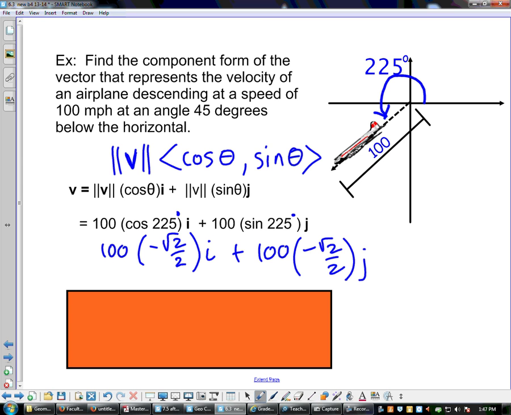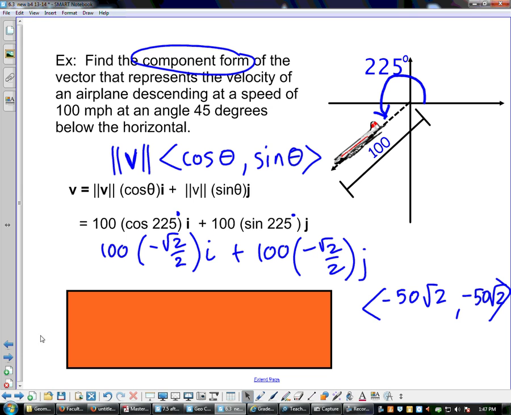And if we're going to write it in component form, then we really want to write this as 100 times negative square root of 2 over 2, isn't that 50? Negative 50 times square root of 2, comma, negative 50 square root of 2. Everybody agree with that? That would be the component form. All right, so that's that example.